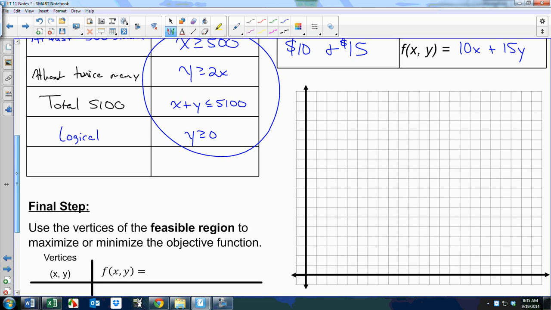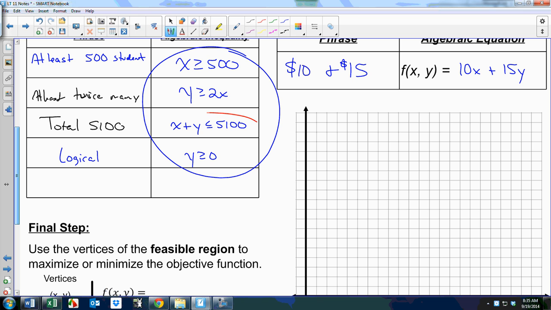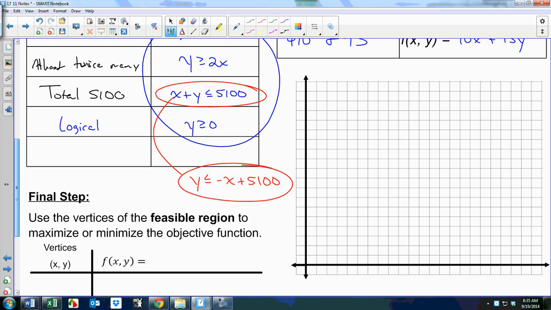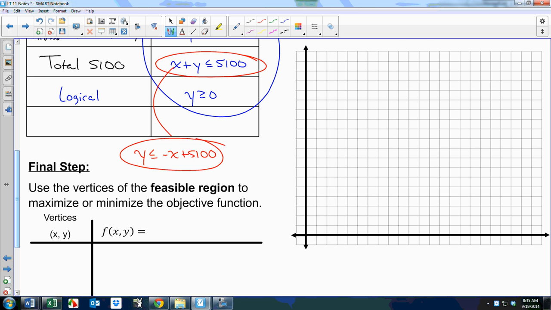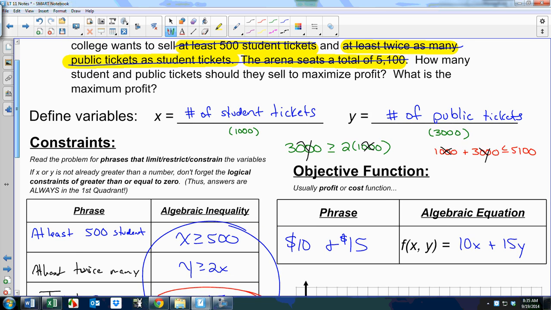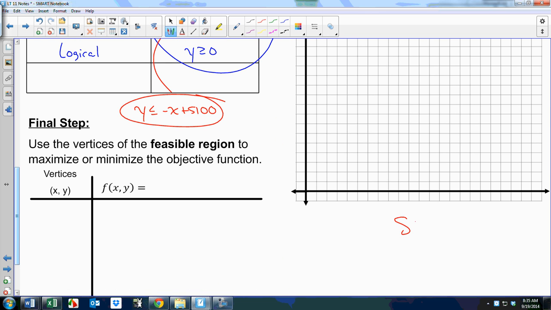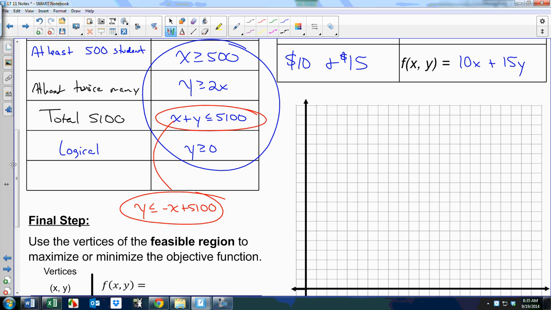I think we only have to do that to one inequality. This one right here, we need to subtract the x. I'll go ahead and label. I need to move that over, it's going to get in the way. I'll go ahead and label the x-axis and the y-axis what they are. X is student, y is public. So student tickets. The y-axis is public tickets.